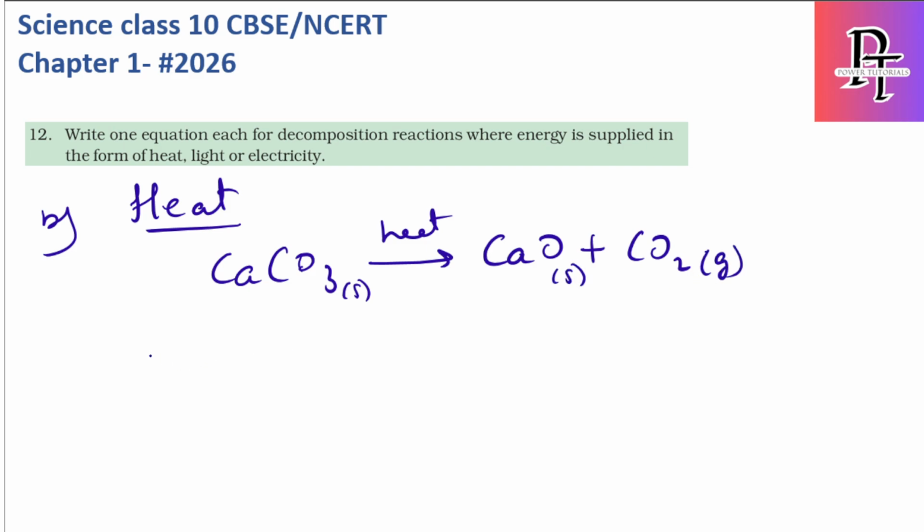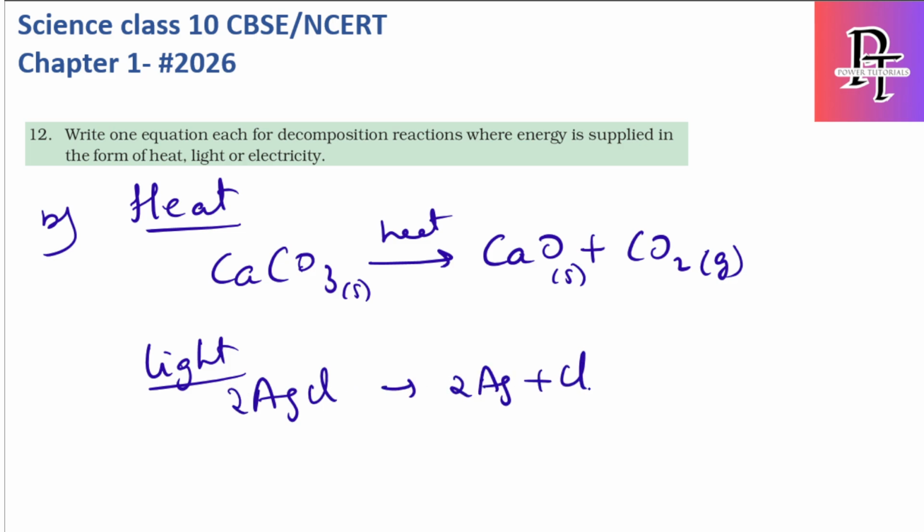Second, for light we have photolytic decomposition, which is AgCl. We can use 2AgCl gives rise to 2Ag and Cl2. Cl2 is a gas, Ag, silver, is solid, and silver chloride is also solid.